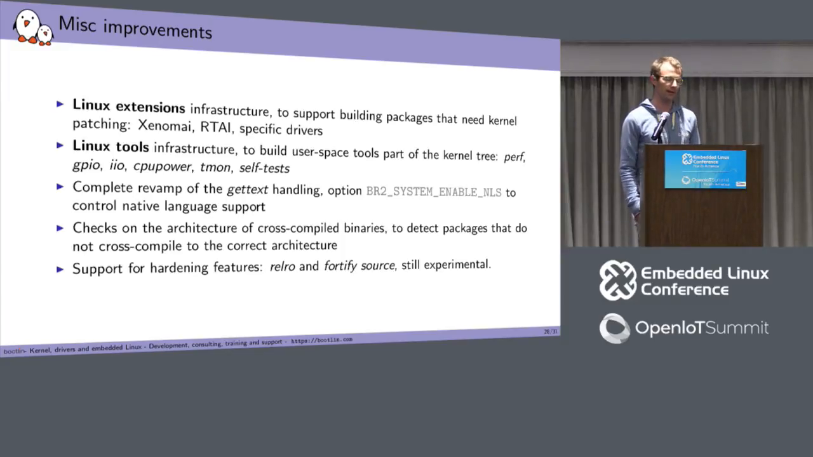We've also created a small infrastructure for Linux tools. It's been a trend in the kernel over the last 5 years or so to not only have the kernel itself, but a bunch of user space tools for which the source code is part of the kernel tree itself. From a packaging point of view, that means the kernel tree is not only the kernel anymore, but also a number of user space applications like perf or GPIO or IIO or other things, and we've added mechanisms in Buildroot to build those user space applications if you need them.